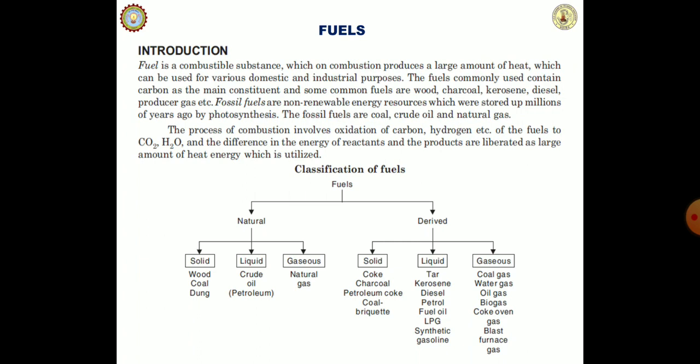Examples of natural solid fuels: wood, coal, dung. Liquid fuel example: crude oil. Gaseous fuel example: natural gas. These fuels are obtained from nature; they are not man-made. The next one is derived fuel, which is nothing but synthetic fuel. Synthetic fuels are obtained from primary fuels, meaning natural fuels, and are man-made fuels.